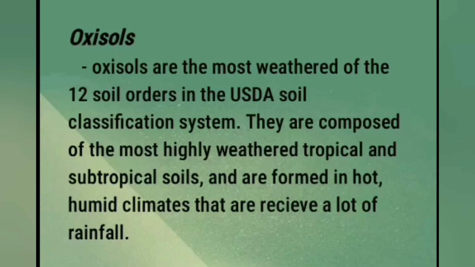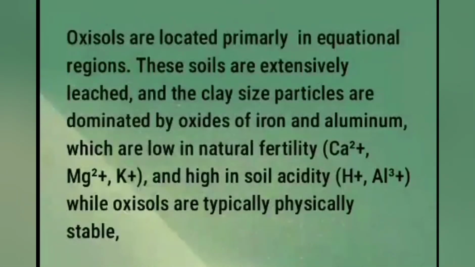Oxisols. Oxisols are the most weathered of the 12 soil orders in the USDA soil classification system. They are composed of the most highly weathered tropical and subtropical soils that are found in hot, humid climates that receive a lot of rainfall. Oxisols are located primarily in equatorial regions. These soils are extensively leached and the clay-sized particles are dominated by oxides of iron and aluminum, which are low in natural fertility: Ca2+, Mg2+, and K+, and high in soil acidity, H+, and Al3+.